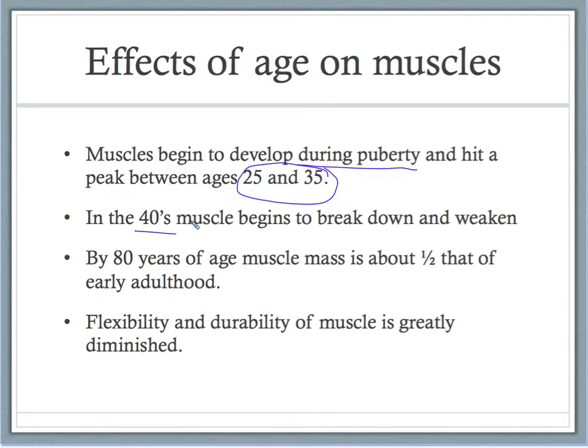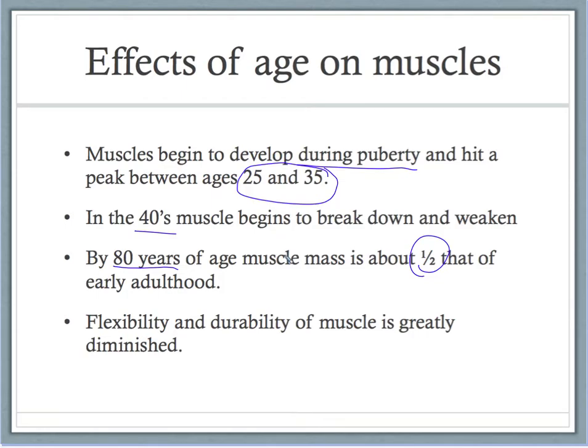In your 40s, your muscles start to break down and get a little bit weaker. And then as you get older, eventually you're going to get to, hopefully, up into your 80s. When you get to be 80, you have about half the muscle mass you did when you were 25 or 30. And so that just happens. Your body doesn't use them as much.